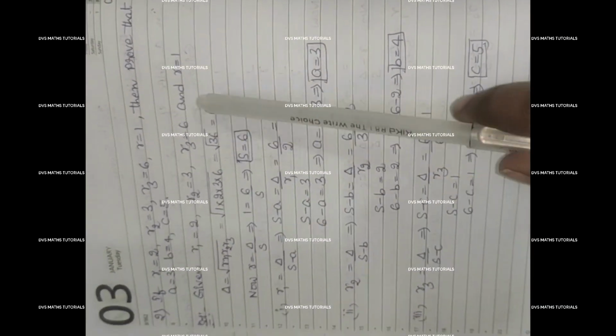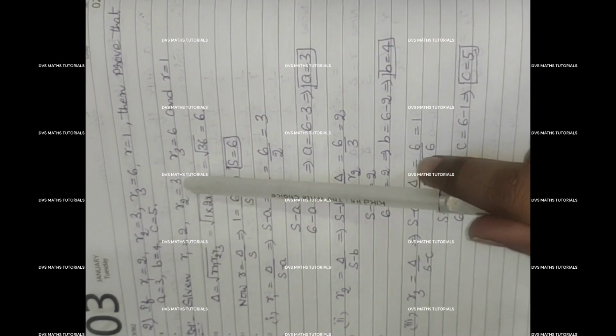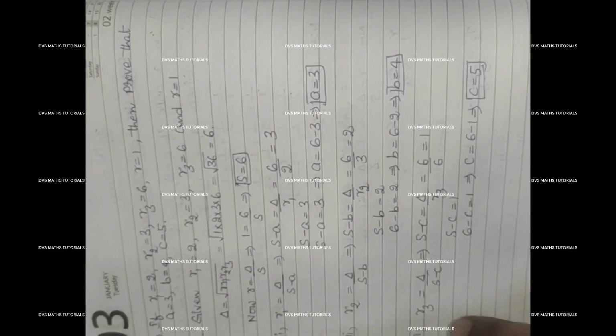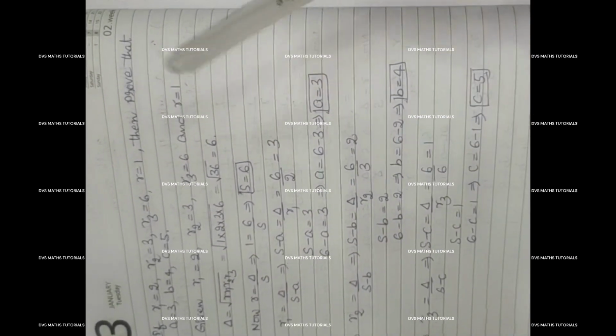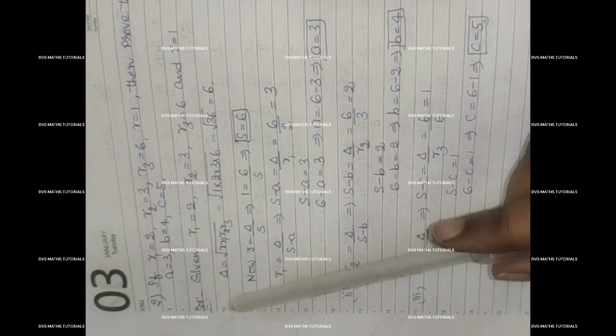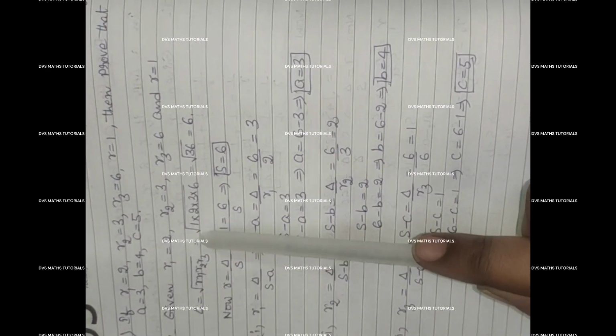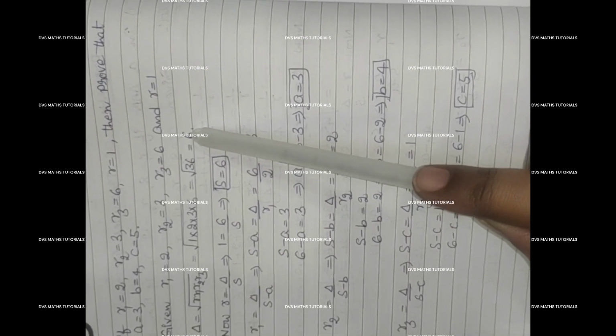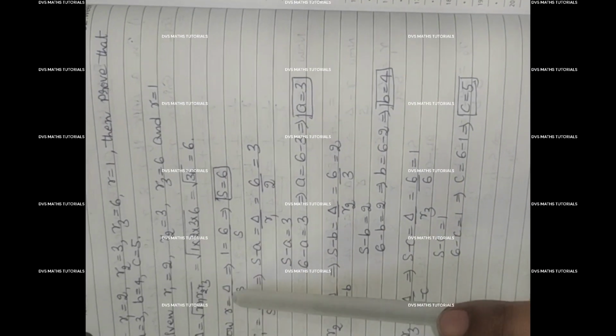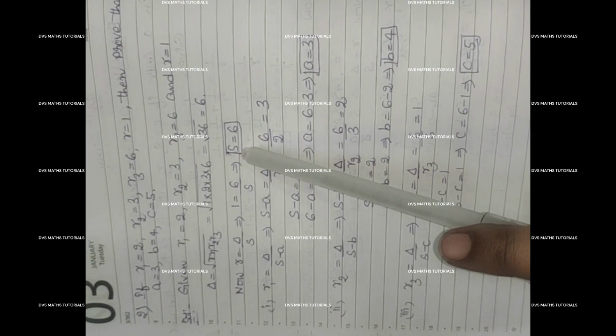Once again, let us revise the formulas. Here r, r1, r2, r3 values are given. You need to find out the values of A, B, C. For that purpose, we used the formula delta is equal to root of r r1 r2 r3. Then you will get delta is equal to 6. Then by using r is equal to delta by S, you can get the value of S as 6.